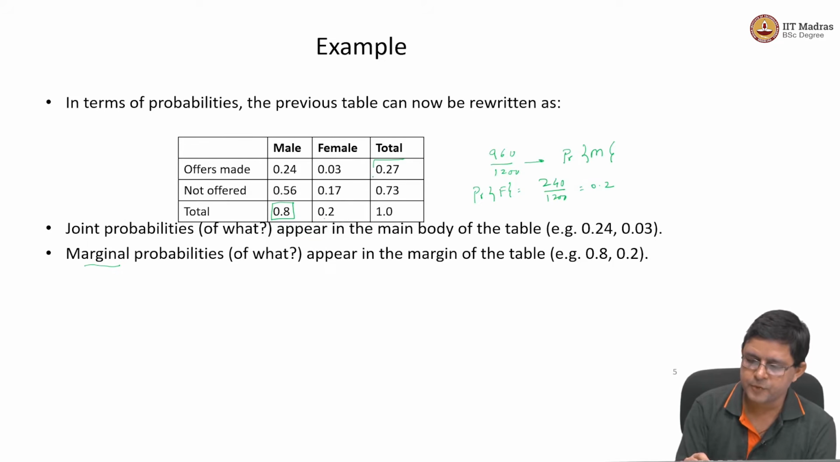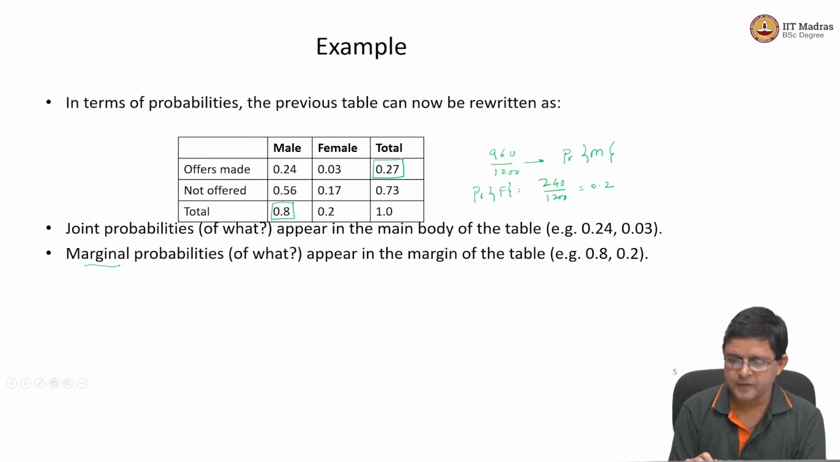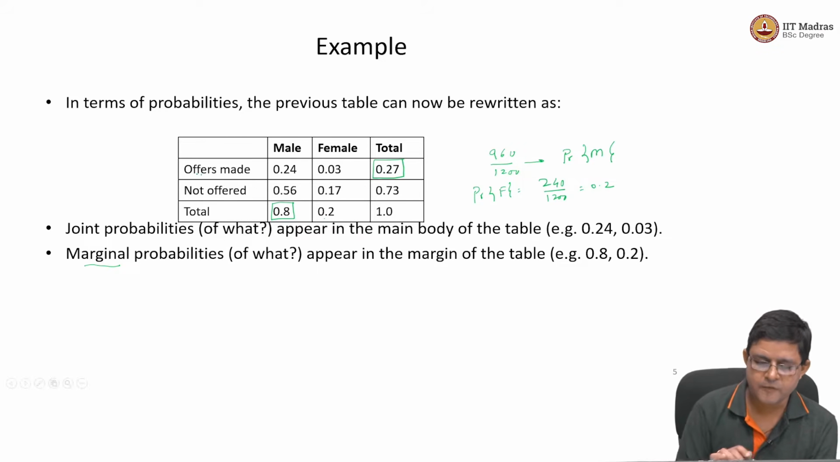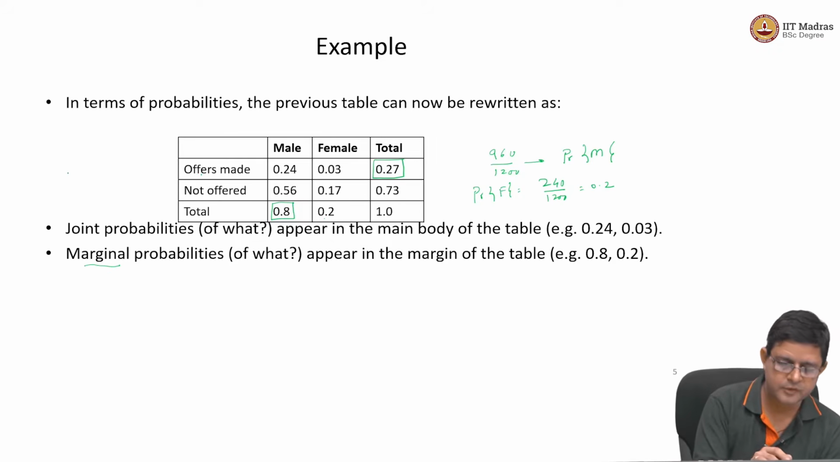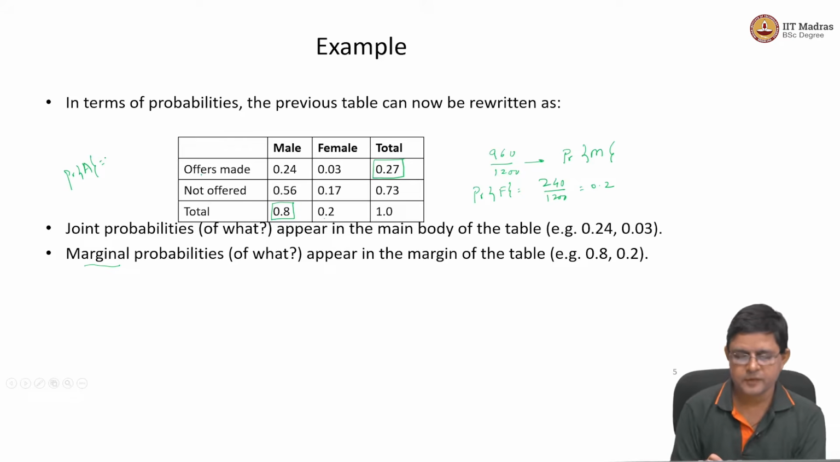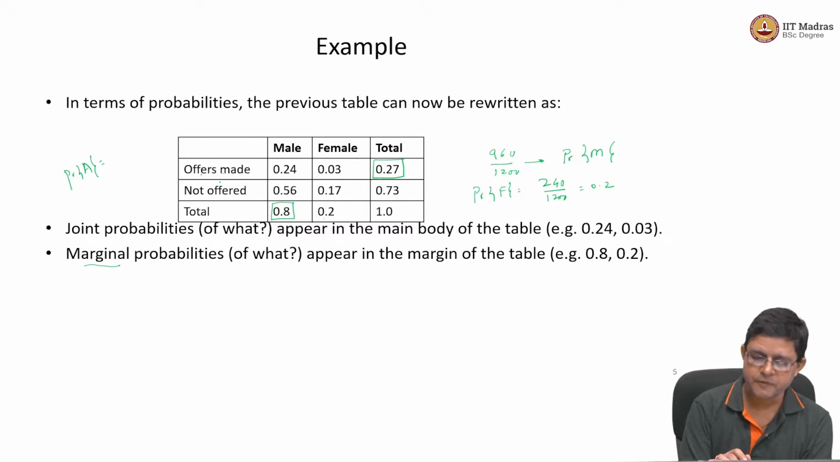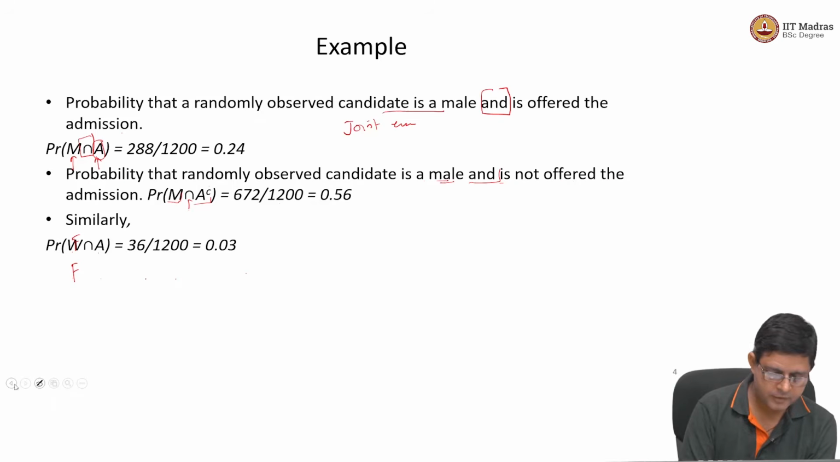Similarly, what is this 0.27? 0.27 is the probability that a randomly selected candidate has been offered admission. So, this is the probability that event A has happened, that the admission offer has been made. How many people were offered admissions?